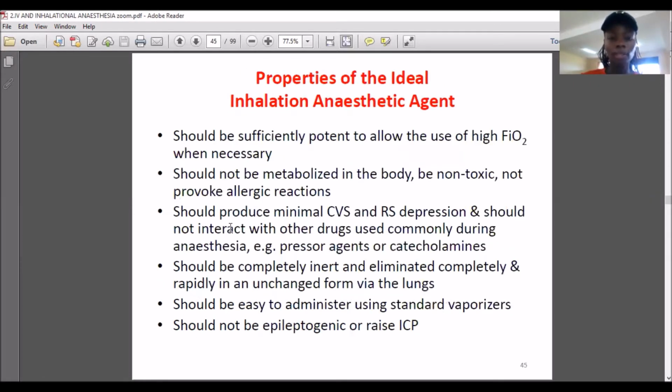Continuation: these agents should be sufficiently potent to allow the use of high FiO2, that is, high oxygen concentration, when necessary.